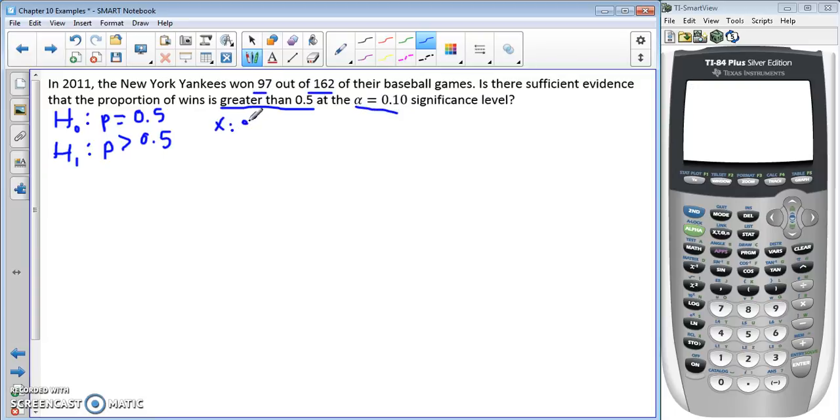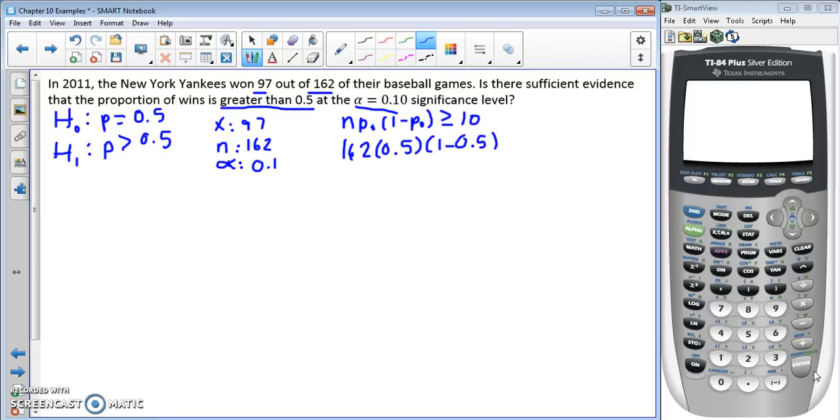So x is 97, n is 162, and alpha, our level of significance, also the probability of making a type 1 error, is 0.1. So we need to check our conditions here. The main thing we want to check is that n times p naught times 1 minus p naught is greater than or equal to 10. So 162 times 0.5 times 1 minus 0.5.